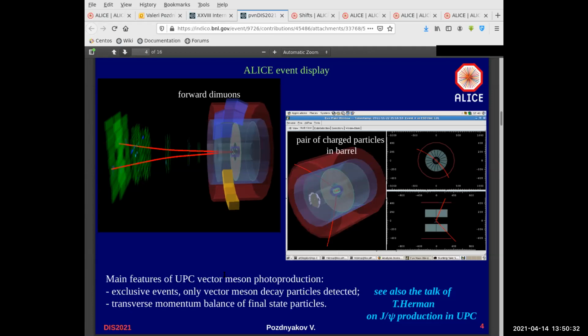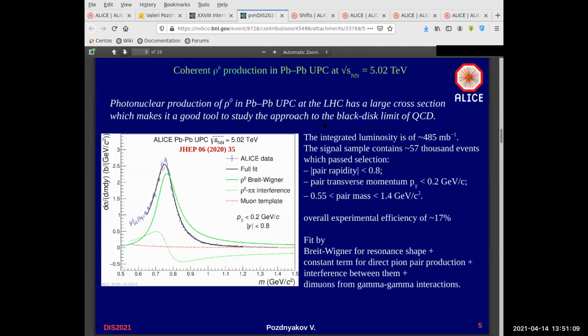The main feature of ultra-peripheral collisions is that we have only the decay products of the vector meson detected in the setup, and these decay particles are well balanced in the transverse plane. There will be a talk by Thomas Herman on J/psi production in UPC, but here I speak about rho-zero. At first we measure coherent rho-zero production in lead-lead at 5 TeV, square root of s.